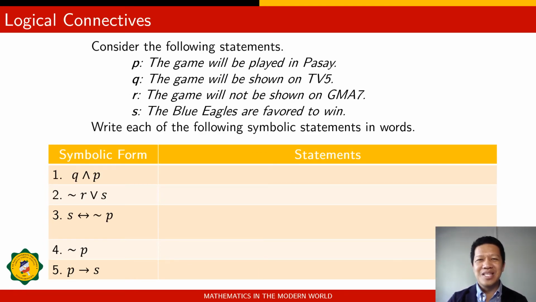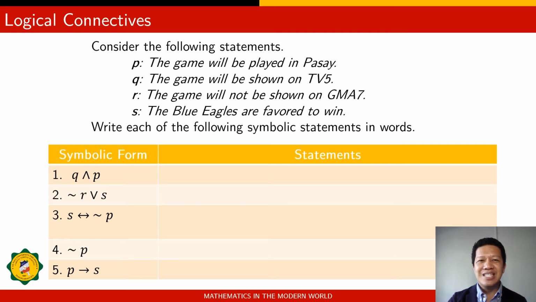And how about translating symbolic form into statements? So let's try this. Consider the following statements. P as the game will be played in Pasay. Q, the statement the game will be shown on TV. R will be the statement the game will not be shown on GMA7. And S, the Blue Eagles are favored to win. Write each of the following symbolic statements in words.